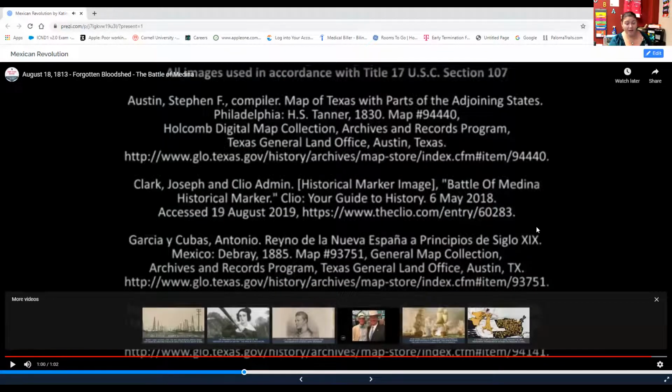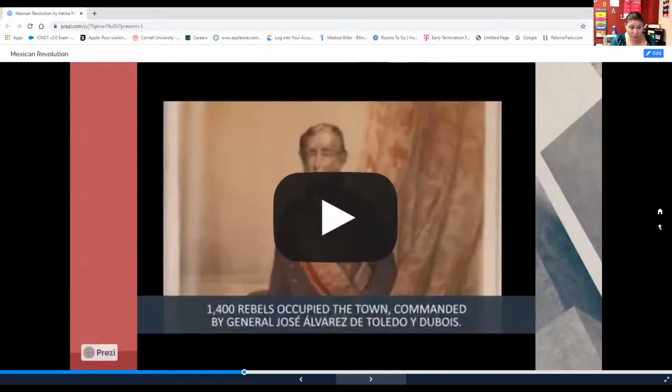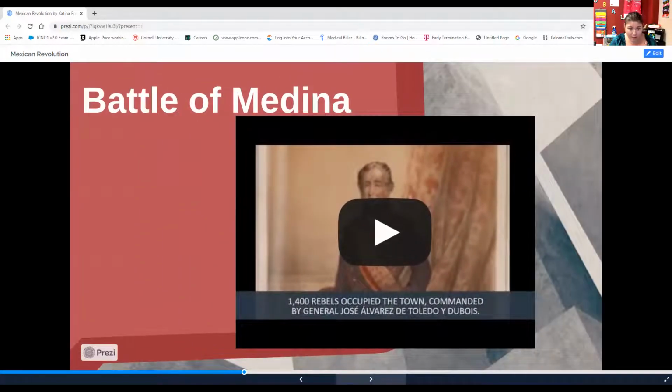So as you can tell, in a matter of 4 hours, 1,000 of the Tejanos are killed. So you can imagine the bloodbath this was. 4,000 Spanish troops come and completely throw the revolution off its track. So please make sure you know that the Battle of Medina is where it stops the revolution, and then it has to pick up much later down.